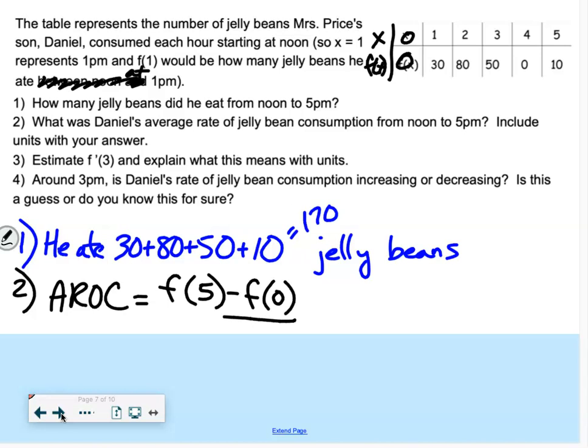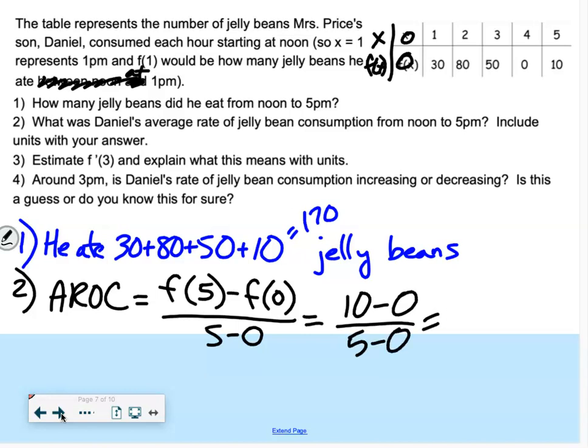All right, let's talk about what average rate of change means. f of 5 minus f of 0 over 5 minus 0. What's f of 5? 10. What's f of 0? Over 5 minus 0, our average rate of change is 2 jelly beans per hour.